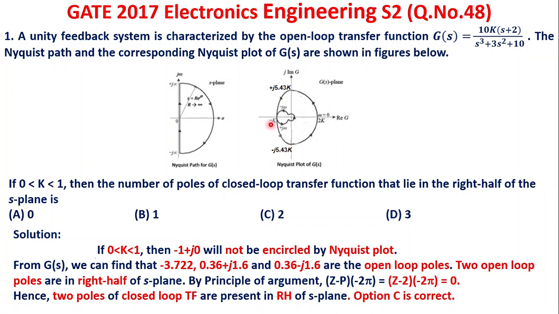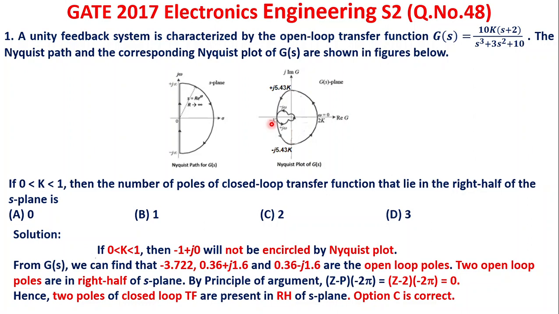Now, when K is greater than 0 and less than 1, definitely this value, minus K, will be greater than -1. For example, K is, let us say, 0.95. Therefore, this is -0.95. Therefore, -1 will lie outside this. And we can find that you have encirclement but not with respect to -1. Since there is no encirclement about -1 + j0, we should take the number of encirclements as 0.